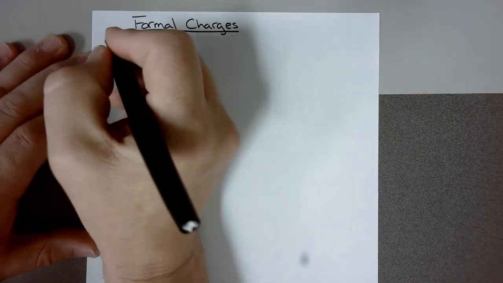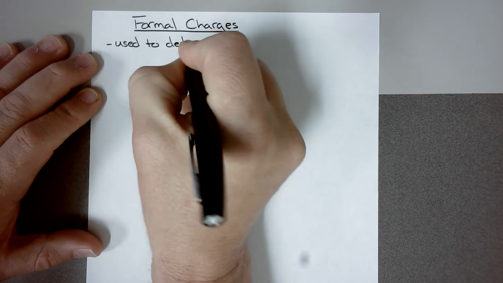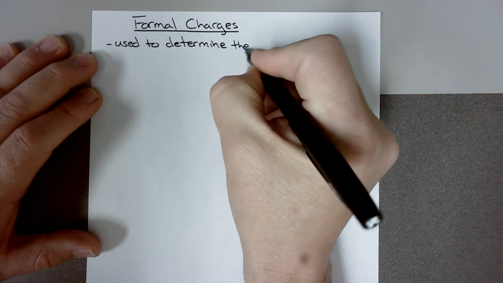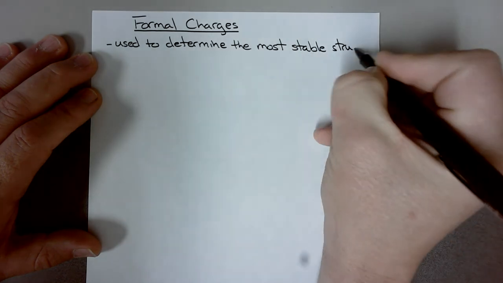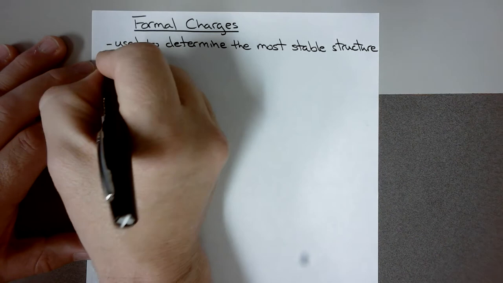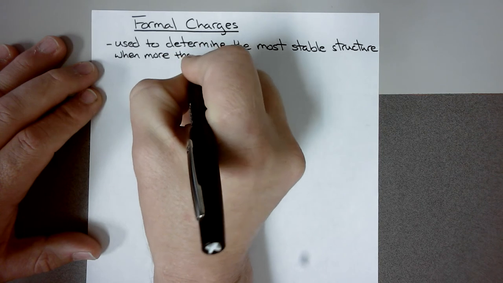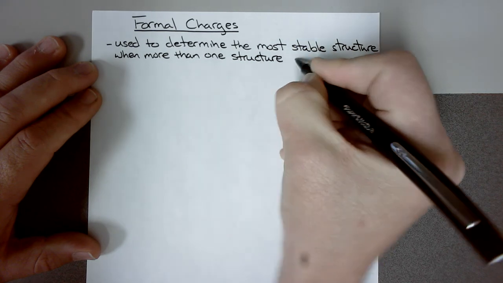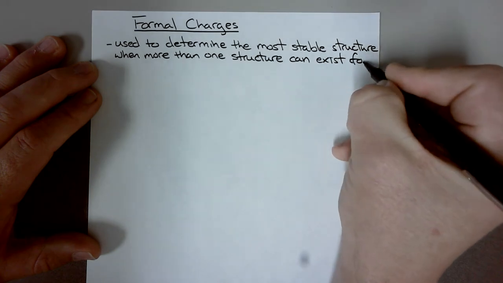Now formal charges is a system used to determine the most stable structure when more than one structure can exist for a compound.